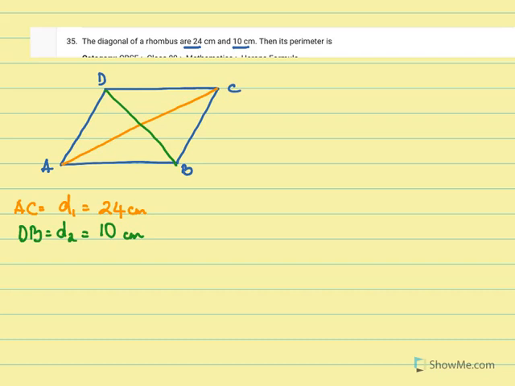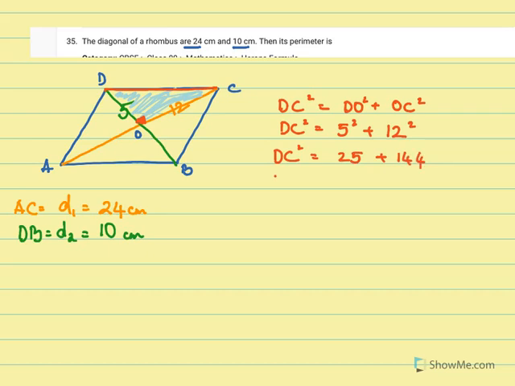So we need to find its perimeter. If AC is 24, then half of AC is 12. So this part will be 12. If DB is 10, half of 10 is 5. So this is going to be 5. I'll put here O. So I got a right angle triangle with 90 degrees here, and DC is the hypotenuse. So DC square equals DO square plus OC square. DO is 5, so 5 square, OC is 12, so 12 square. So DC square is 25 plus 144, which is 169, so DC is under root of 169, so DC is 13.